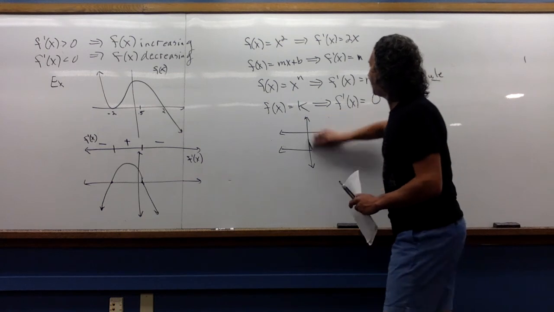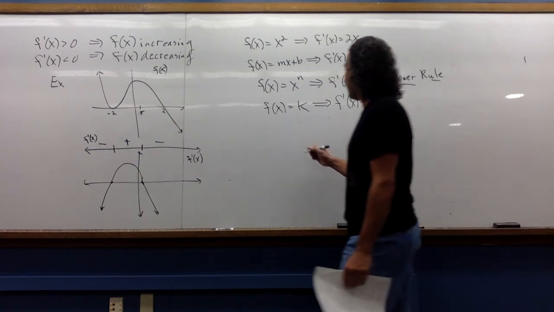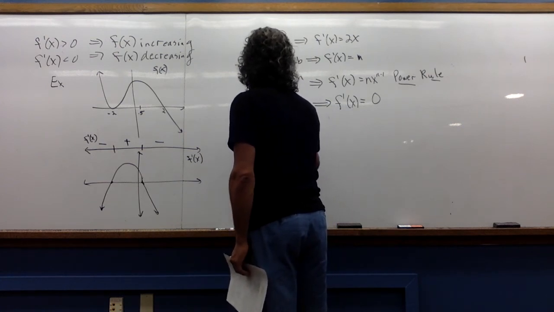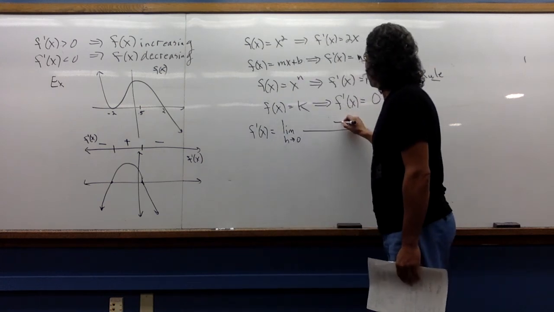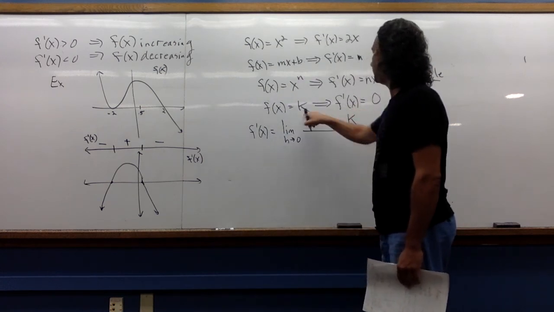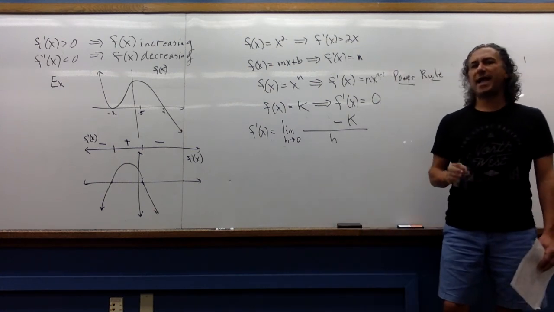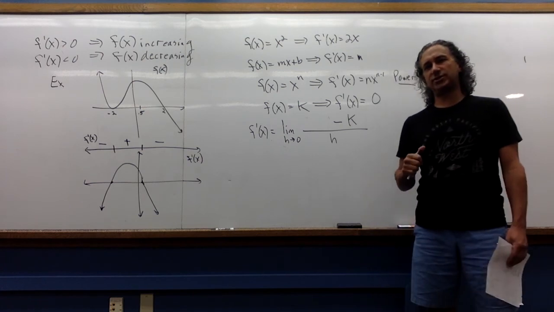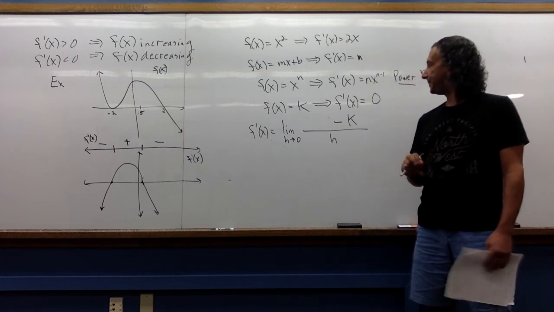So that's one way you could have proven that. Another way that you could prove that is by the limit definition of the derivative. So let's do it that way. This one's a little bit interesting. So f prime of x is the limit as h goes to 0 of f of x plus h minus f of x, all over h. So if f of x equals k, what is f of x plus h? Pause the video and think about that.